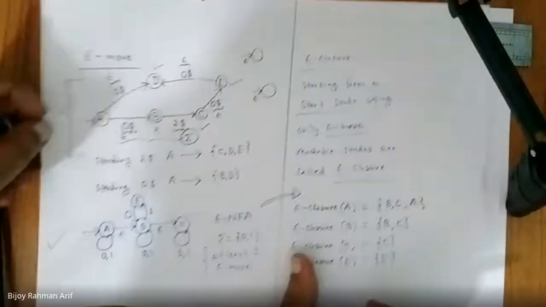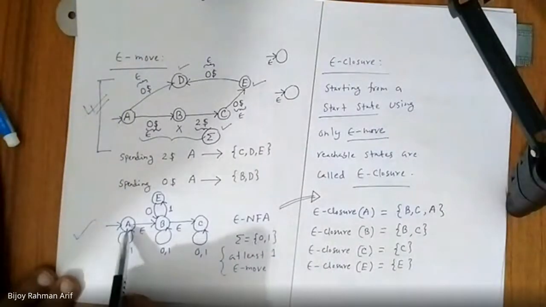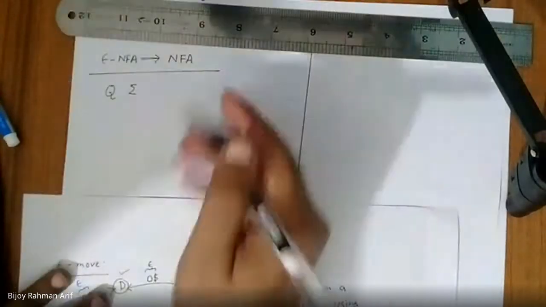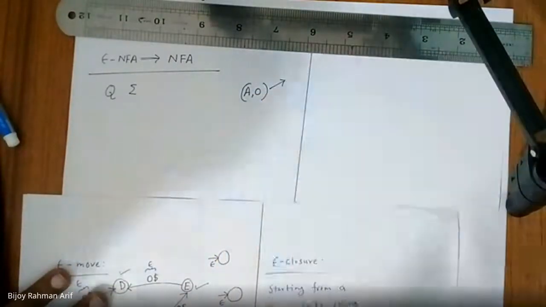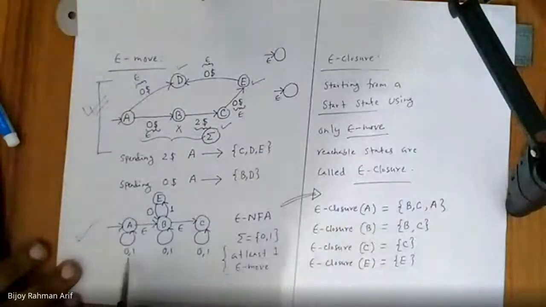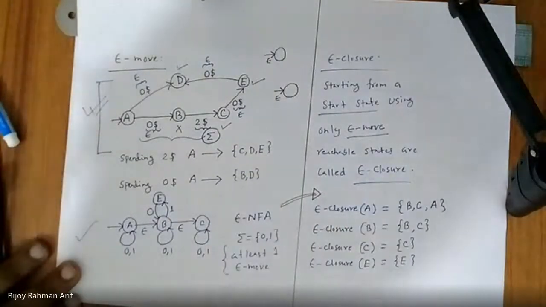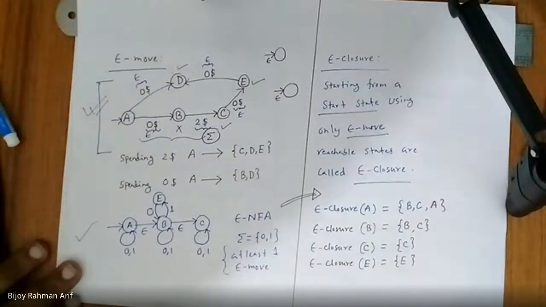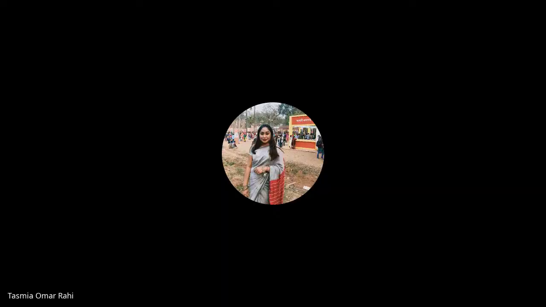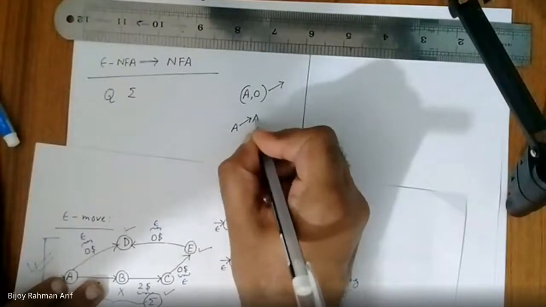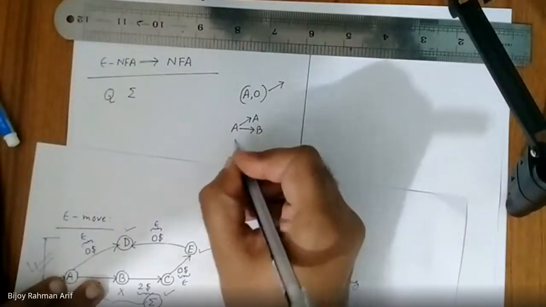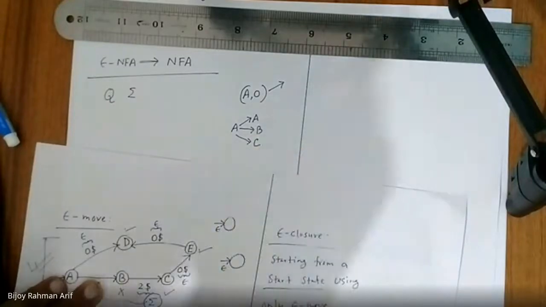Okay, see, if I want to find out from A reading 0 where I can go, then what would be my strategy? From A reading 0 where can I go? So what would be my strategy? Tell me. We are checking for each element. Okay, so A without reading anything can reach A, without reading anything can reach B, without reading anything can reach C. Am I right or not?